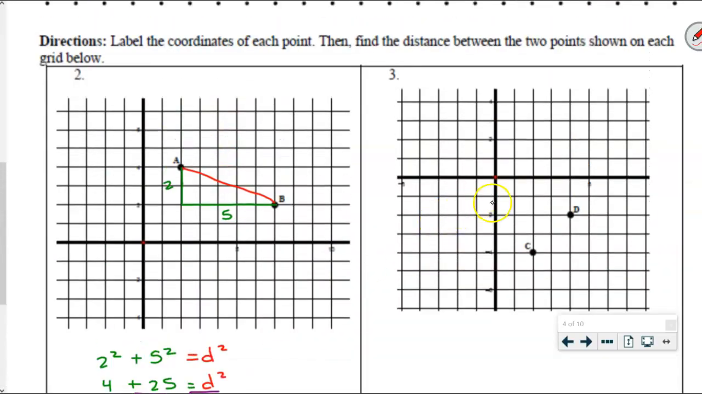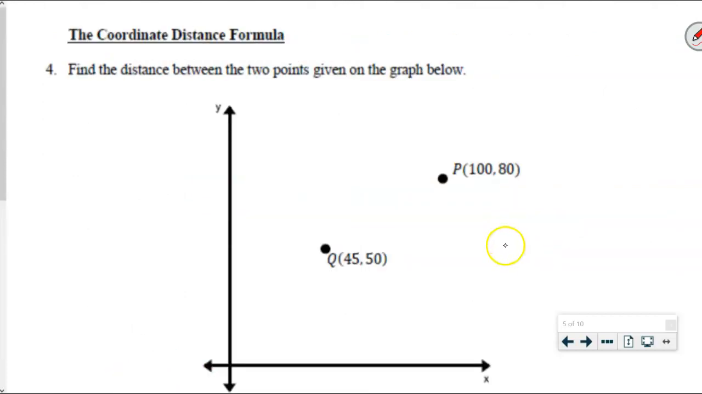Okay, could you do number 3? I'm not going to make you. I want to move on to a little bit more challenging problem. Look at this one now.